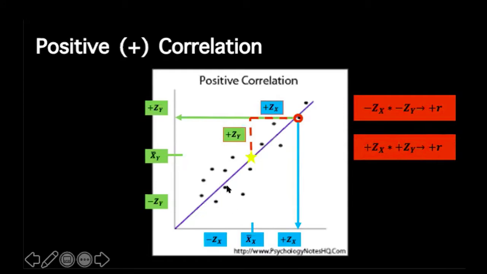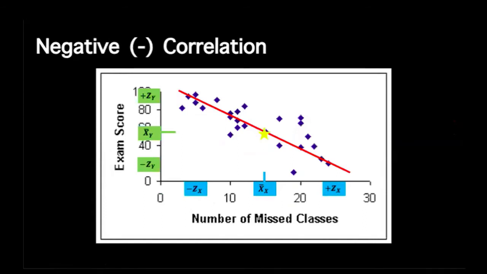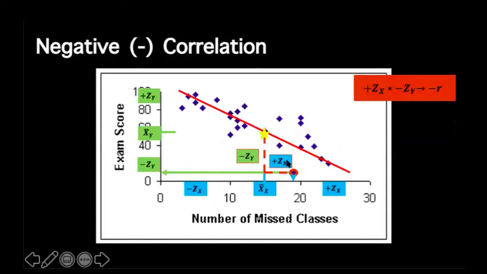By doing this with every single dot on this scatter plot, we can take the sum of all of these products, divide by n, and that's how we get our correlation coefficient. We can do the same thing for a negative distribution. We pick some random point, determine how far away it is from the mean on the x distribution and on the y distribution. We take the product of those scores, where we have a positive z in the x variable but a negative z in the y, and we get a negative slope. So that's how this r, or the slope of the line of best fit, is determined.